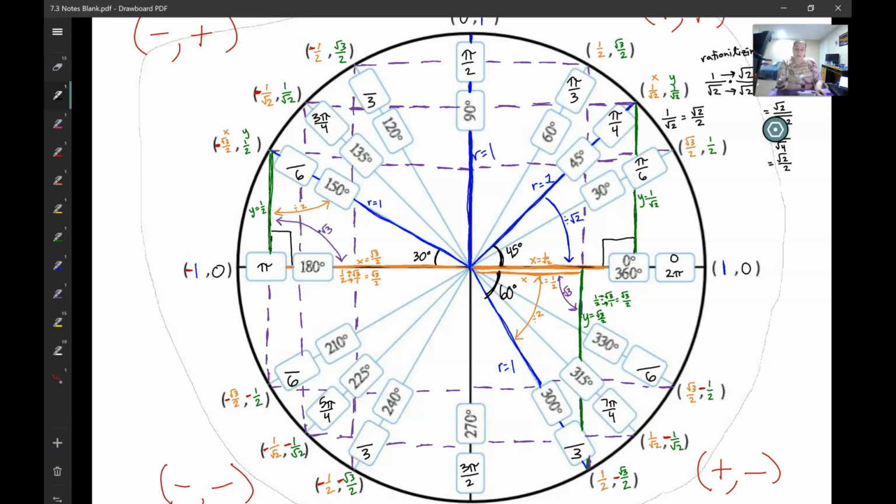Let's talk about the thirds first. This is 1/3. This over here is going to be 2/3, so 2 pi thirds. 3/3 simplified is just 1 whole, so it's going to be that one. Then this one's going to be 4/3. This one's going to be 5/3. And then 6/3 simplified is 2. So we have 1/3, 2/3, 3/3, which is just 1, 4/3, 5/3, 6/3, which is just 2. And that's how you can memorize the thirds.